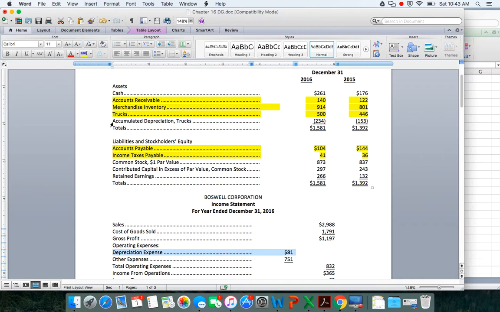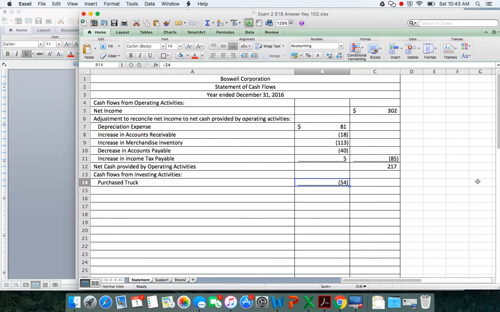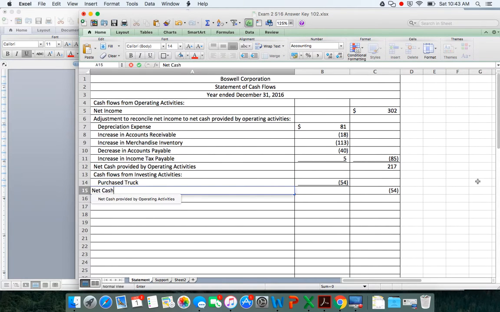So I can check off accumulated depreciation. Nothing from accumulated depreciation needs to make the statement of cash flows. It's verified. You can see I've verified both of those accounts, which means I should be done with my investing activities, because investing, again, only had to deal with long-term assets. That was the only item for investing activities. That means my net cash is just that negative 54 number. Because it's negative, I'll say this is my net cash used by investing activities. So my net cash used by investing activities is negative 54.